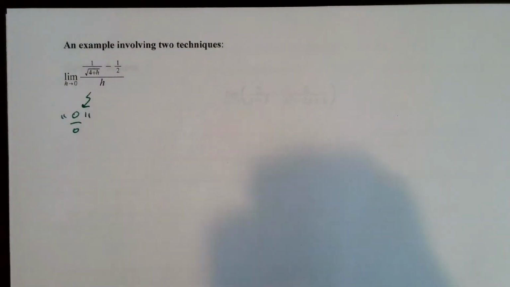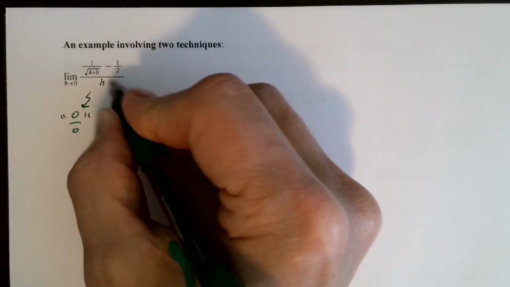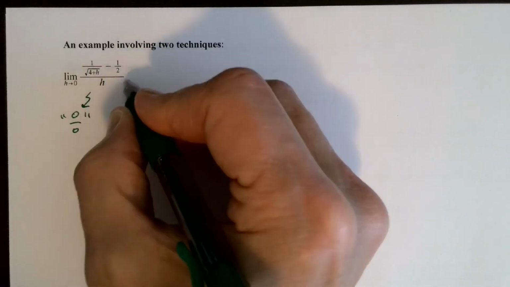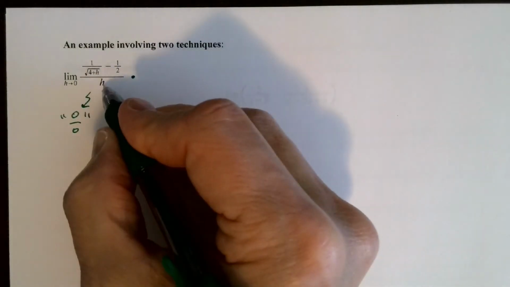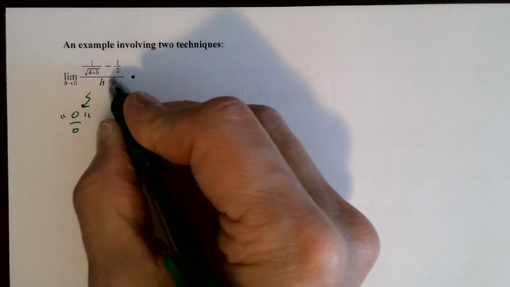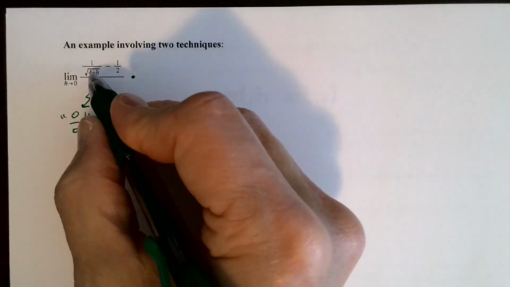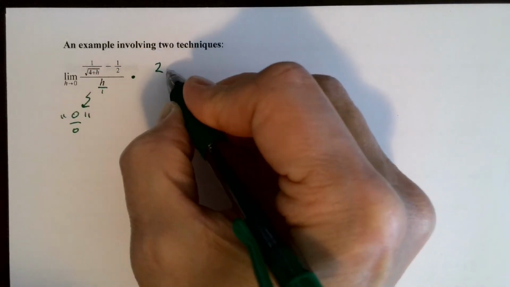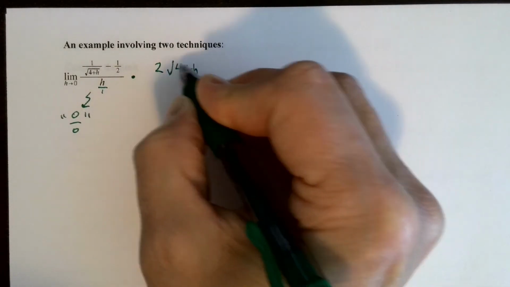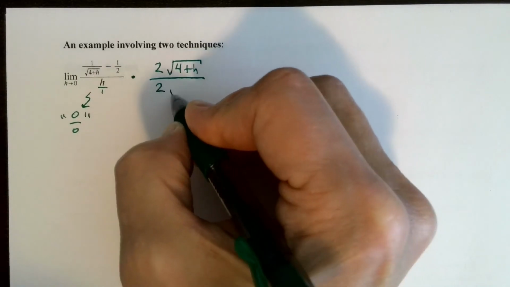Now, what I'm going to do first is I'm going to clear out the compound fractions. I have two smaller fractions within the bigger fraction, and the way I'm going to do that is with what I showed you last time, my method 2. I'm going to multiply the numerator and the denominator by the least common denominator of all my little fractions. Of course, this is h over 1 down here. So what do I have? I have a 1, square root of 4 plus h, and 2. So that means 2 times the square root of 4 plus h. That is my least common denominator.